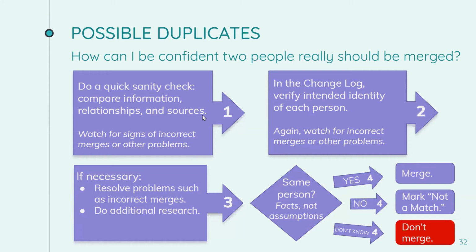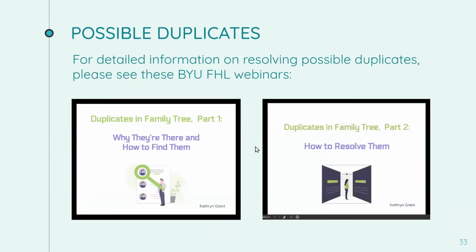So there is a process that you can follow to be reasonably sure that the two people you're looking at really should be merged. And here are the webinars: Duplicates in Family Tree Part 1, Duplicates in Family Tree Part 2. The easiest way I found to get to the BYU webinar library, which contains all our recordings, is to Google BYU FHL webinars, and then just look for the link that leads to the webinar library. And these two webinars are in that library.